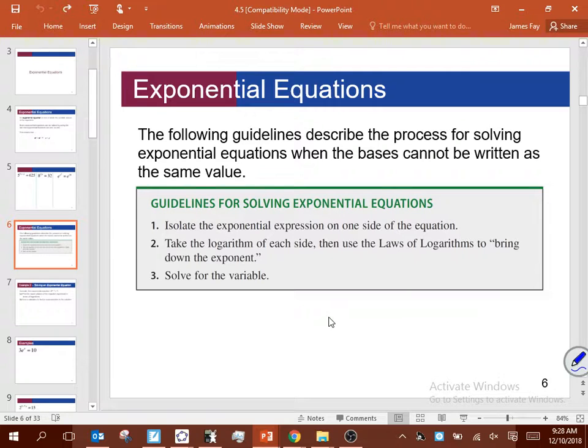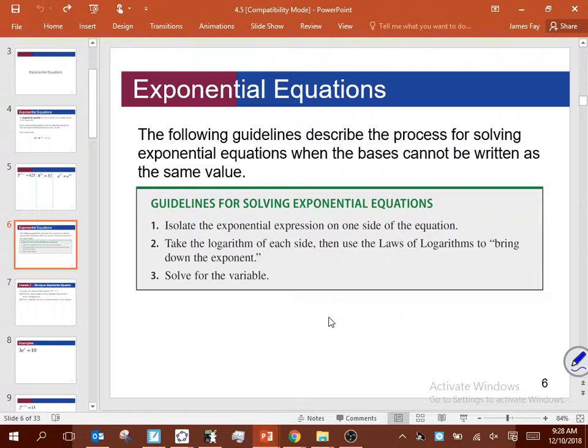Second step says take the logarithm of each side, then use your law of logarithms to bring down the exponent. Okay. So your logarithm is going to be necessary here because that's the inverse operation, and we're going to use that log of a to the c is equal to c times log of a, right? That's the last property, last law we talked about last week. We're going to use that to help us, okay? And then we're going to solve for the remaining or leftover variable, okay?